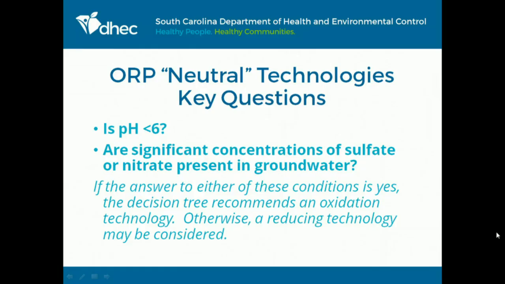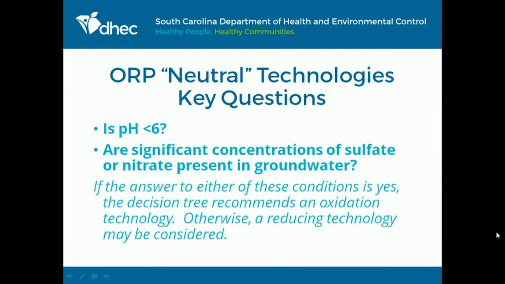For ORP neutral technologies, another question: are significant concentrations of sulfate or nitrate present in groundwater? If the answer to either of these conditions is yes, the decision tree is going to send you to an oxidation technology. Otherwise, a reducing technology can be considered.